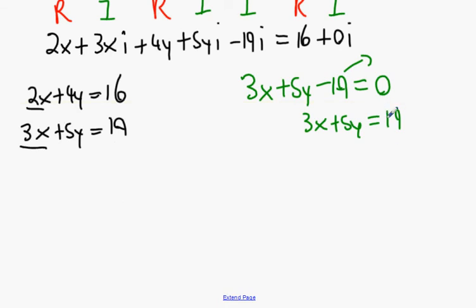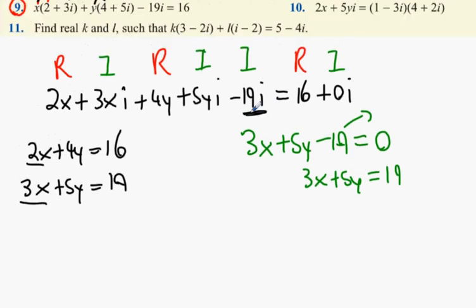3x plus 5y minus 19. The 19 is here. That's the 19. See the 16? It hasn't got an i in it, so it doesn't appear in that equation. The one on the left here, that's a 16. That's a 19.